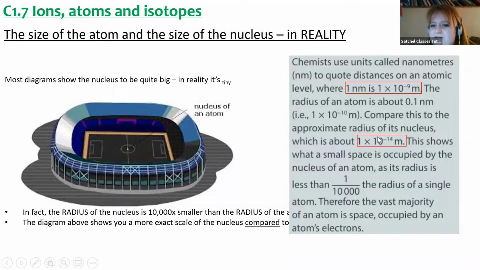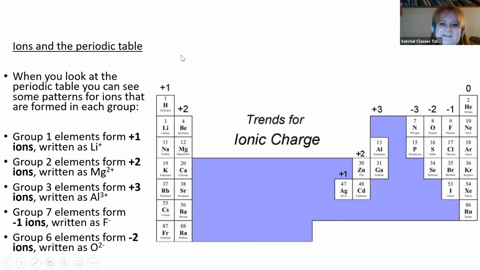Compare this to the approximate radius of the nucleus, which is 1 times 10 to the minus 14. If it was a big sports stadium, the nucleus is tiny, and the electrons are about as big as the stadium seats. So we talk about forming ions, and they are very far away from the nucleus. If you want to, read that slide, quite a lot of interest there. You wouldn't have to remember these numbers at GCSE, it's just a bit of interest I put in there for you to see the size of these things.